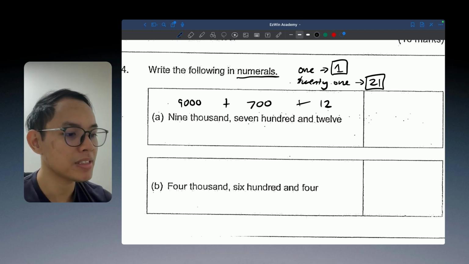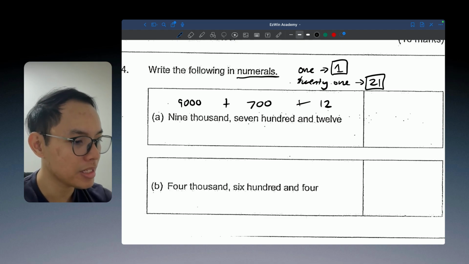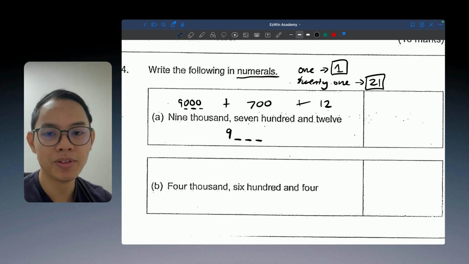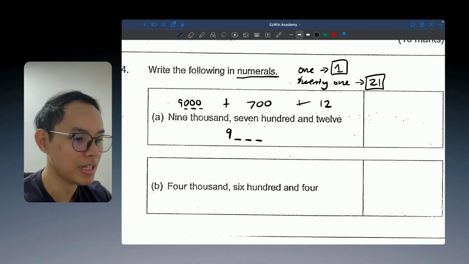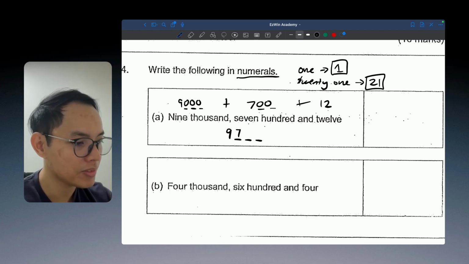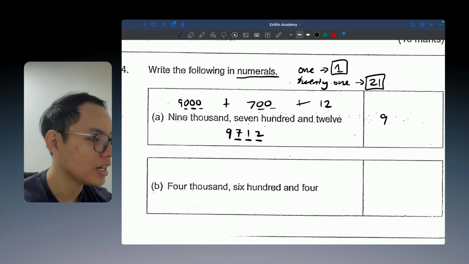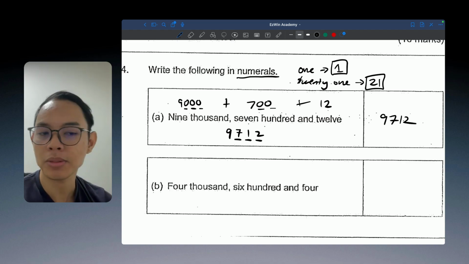At the same time, if you know the first number is 9,000, another way is you put here 9, and then you put underscore, underscore, underscore. So you know 9,000 has 3 digits behind it. 1,000 means there are 3 digits behind it. So 700 means you put 7 over here. And then lastly, you have 12, so you put 1 and 2 because 12 is 1 and 2. So the answer should be 9712. That's what you see over here.